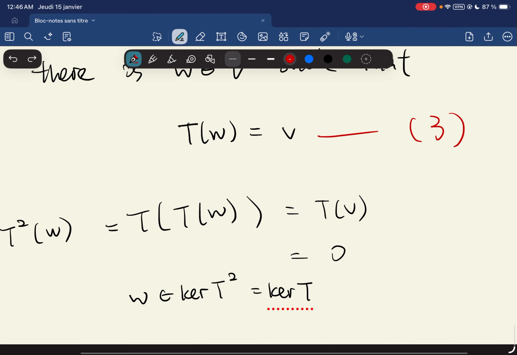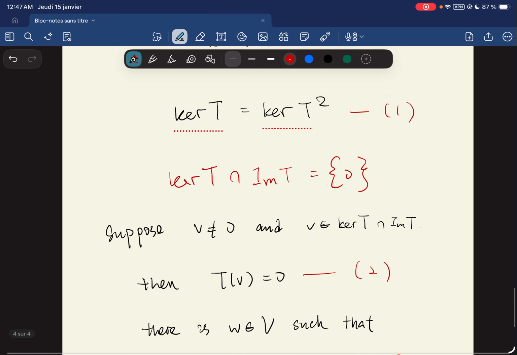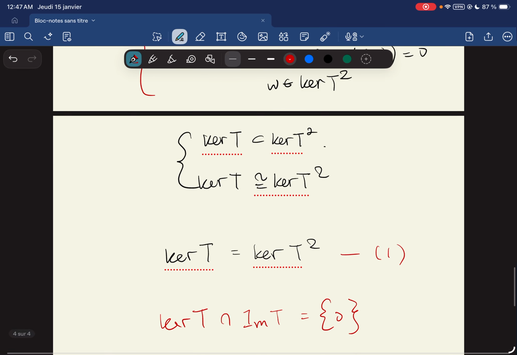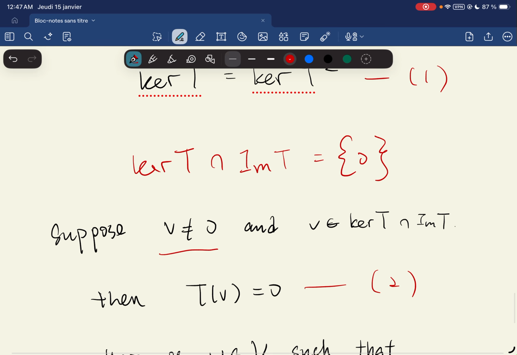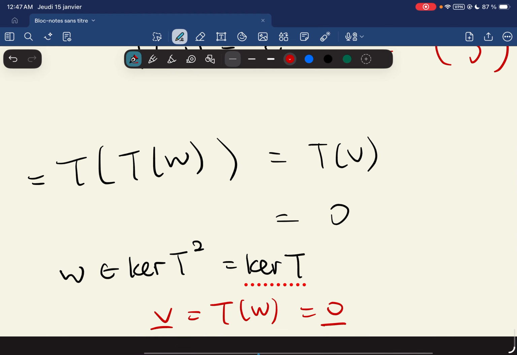So, since w is inside the kernel of T, T of w is 0, right? It is also by the definition of kernel. But if you look at number 3 again, what is T of w? T of w is v. So what do we start with? We start with v is not 0, but we end up with v is 0.